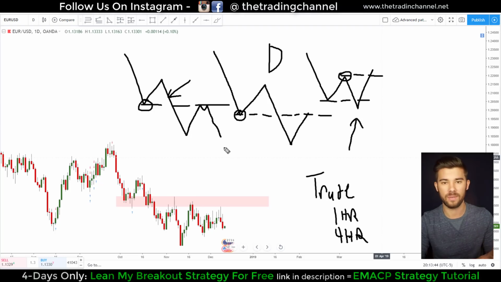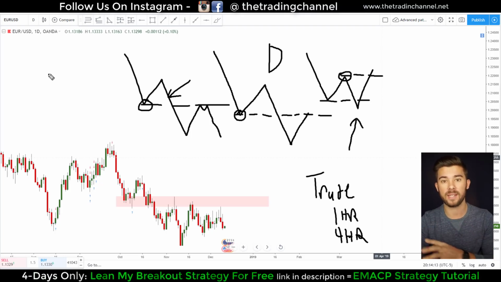Unless I get a very specific and odd entry reason, then I may enter on the daily chart. But most of the time, I'm dropping down to the 4 hour chart or the 1 hour chart and looking for really specific entry reasons around these areas of structure. So that's a really fantastic situation for me when a market does something like this on a daily chart, because I already know exactly what I'm looking for, and vice versa.